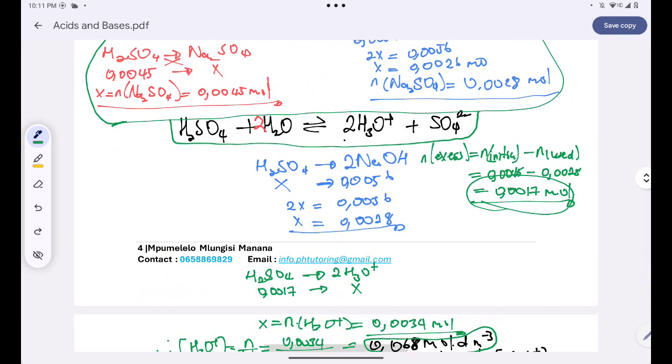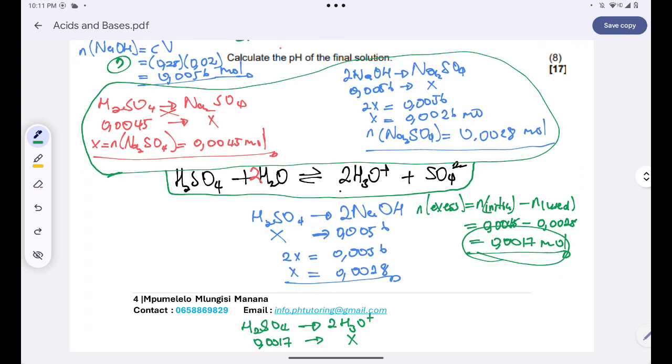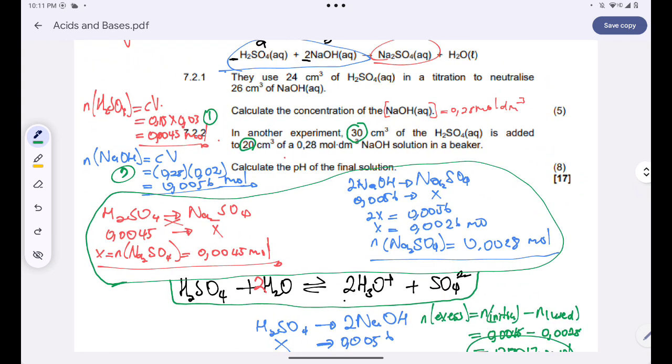The 8 marks, guys, we must take it all. We must take all of it. So this is how we're supposed to deal with this calculation. I hope it makes sense.